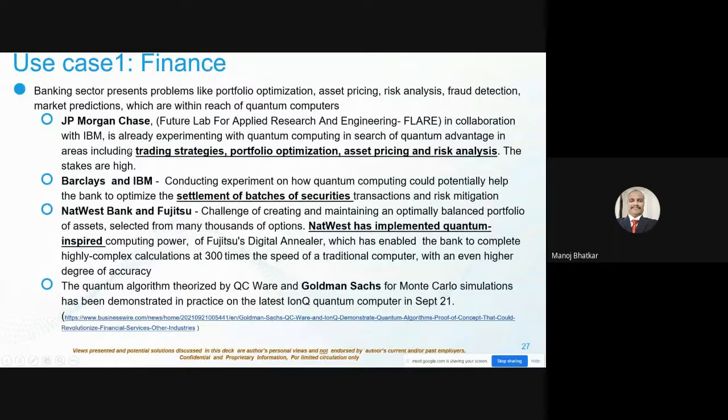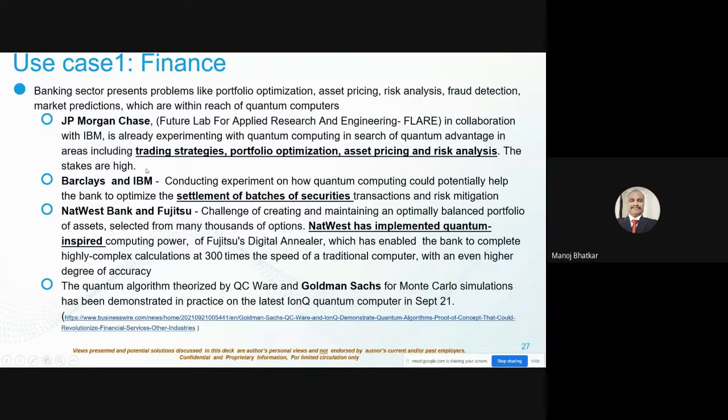So JP Morgan Chase has set up a future lab for applied research and engineering called FLAIR in collaboration with IBM. They are already experimenting with quantum computing in areas like how to identify better trading strategies. So now you can understand the traders will have a tough time. Portfolio optimization, asset pricing, so many various investments and assets to invest in, so many permutations and combinations in how to get maximum return on investment for my clients. That is what the trading strategies will decide, right? So they are already using it, experimenting with it.